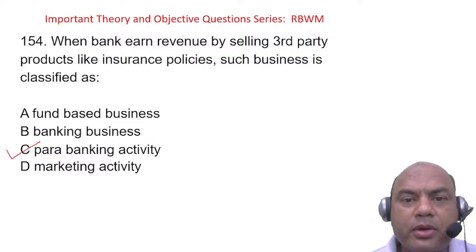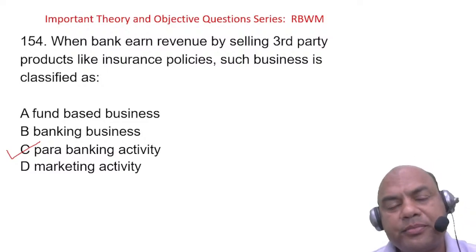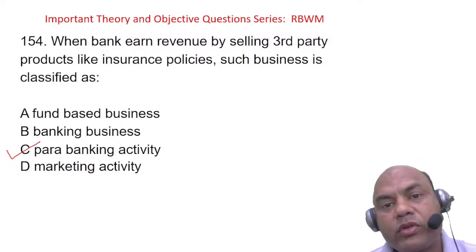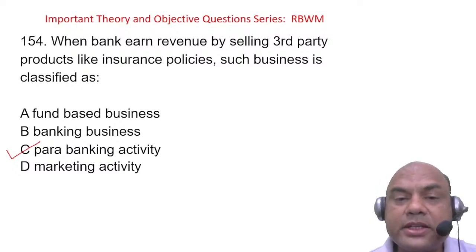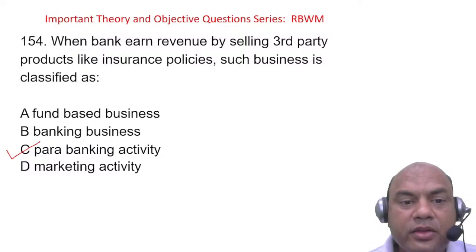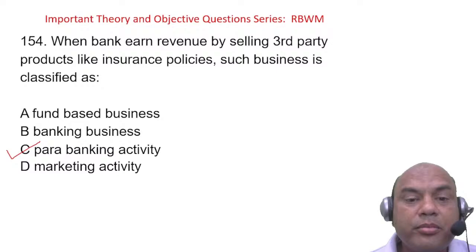Write two third-party products which you sell. Two of them. One is insurance. What is the second one you generally sell, guys? In the comment section, do type what you sell generally. You sell insurance and mutual funds.